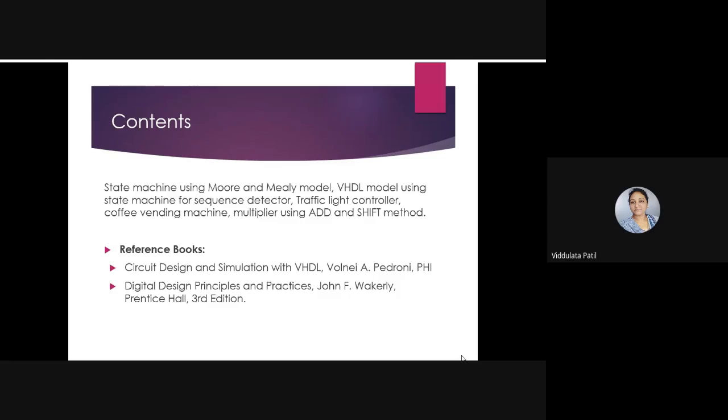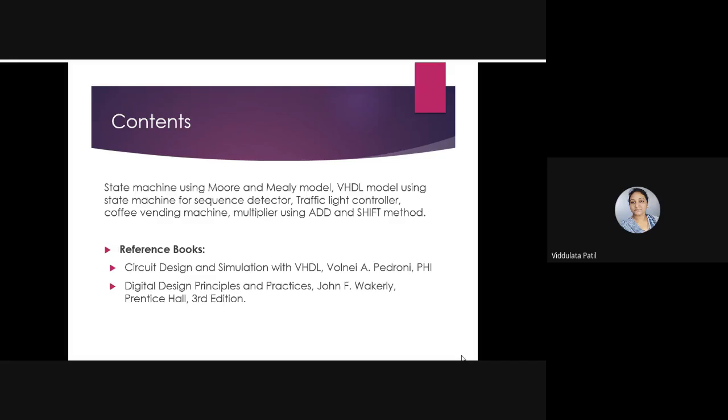Actually, I'm using two systems for this, one for presenting and another for talking, so I lost connection on the one I'm using for discussing. Okay. So once again, I will tell you that we are going to discuss state machines in this unit. So state machine using Moore and Mealy model, that is the basic thing that we are going to discuss.